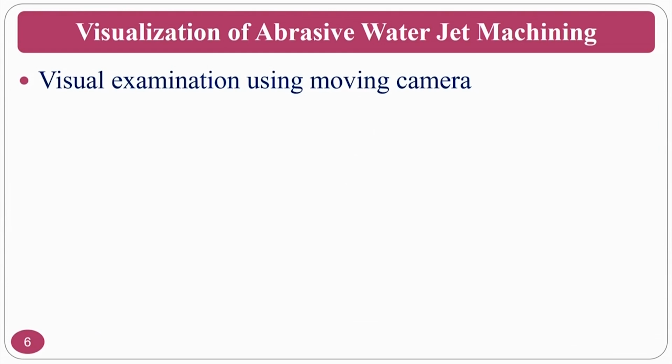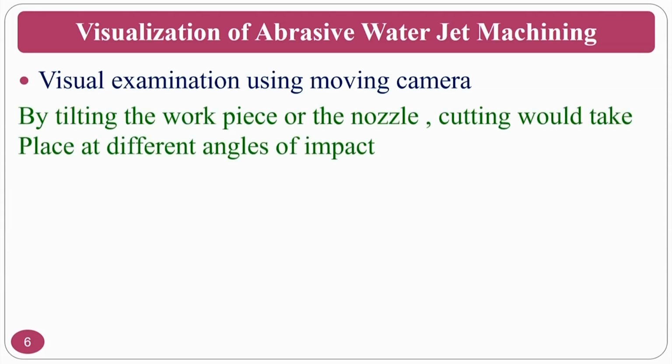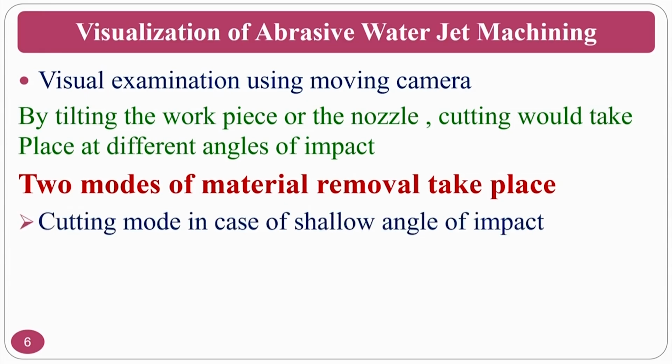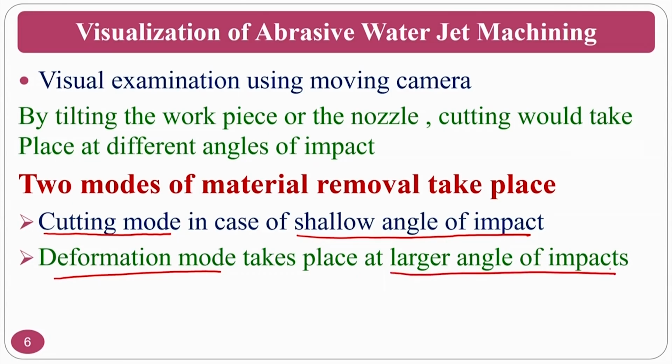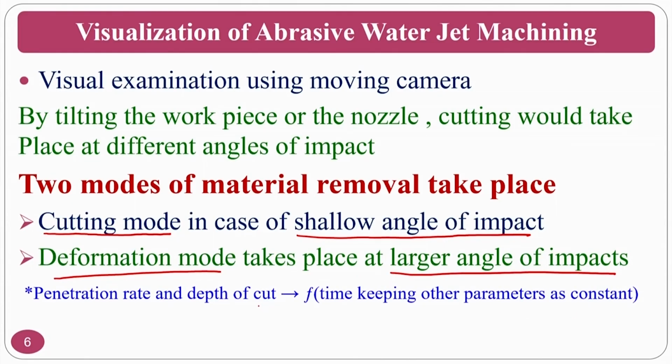So, for understanding abrasive water jet machining, a visual examination is conducted with a moving camera. By tilting the workpiece on the nozzle, the cutting takes place differently. Two modes of material removal are observed. One is the cutting mode, another one is the deformation mode. Okay. Normally, the cutting mode occurs at shallow angles of impingement, but the deformation normally takes place at large angles of impact. Okay. Penetration rate and depth of cut are a function of time, keeping other parameters constant.